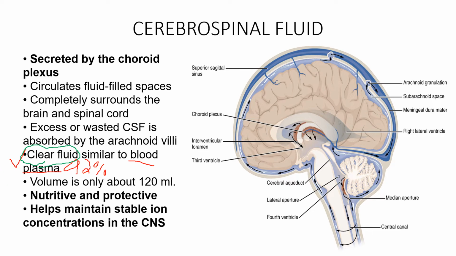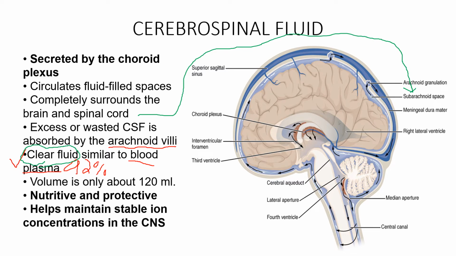Now, as I mentioned, it completely surrounds the brain and spinal cord in that subarachnoid space, right? So we'll draw an arrow over here to highlight that. The subarachnoid space is where it's completely surrounding the brain, brainstem, and spinal cord. And any excess or waste cerebrospinal fluid can be absorbed eventually by the lymphatic system, but those little spider leg things called arachnoid villi are what help with that.